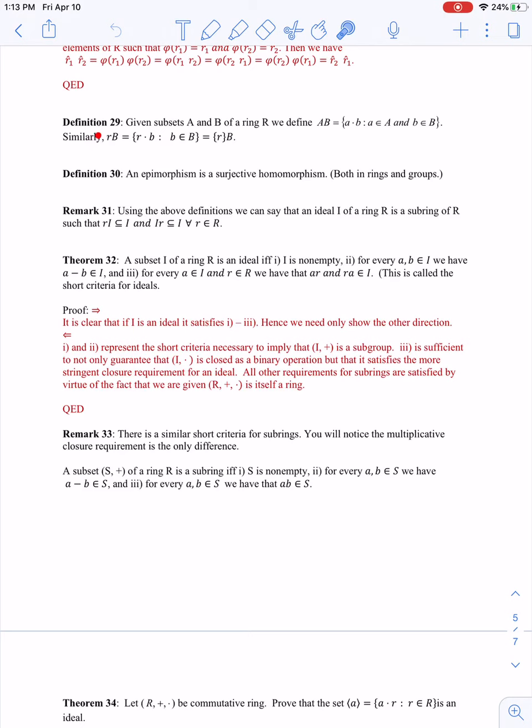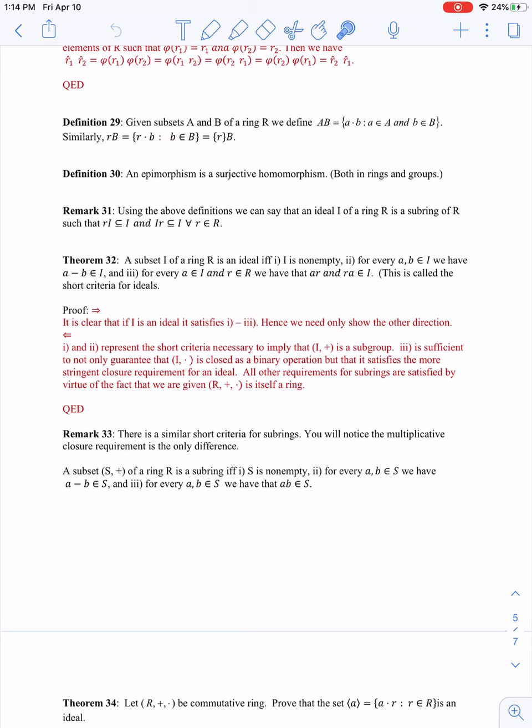Similarly, RB, where R is an element of the ring, is the same as the set R times the set B, which by this definition should mean this. You take R times anything in B, and that's what I mean by RB.